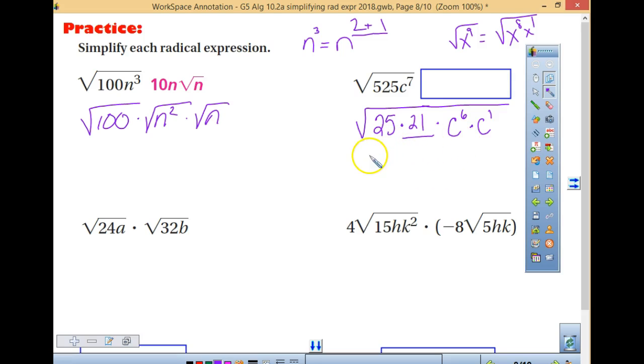So here we are going to be looking at the square root of 25 and the square root of c to the 6th. 5c to the 3rd, with the square root of 21c. Questions?